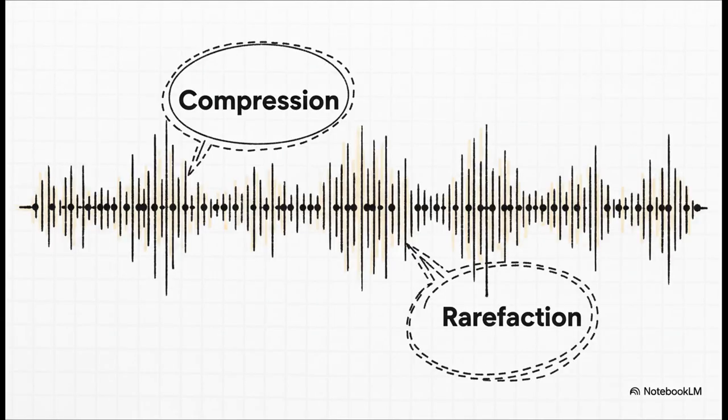So instead of peaks and troughs, longitudinal waves have something different: compressions and rarefactions. A compression is just an area where all the particles get bunched up together. That's high pressure. And a rarefaction is where they all get spread apart. That's low pressure. The whole wave is just this constant cycle of squeeze and release, squeeze and release.